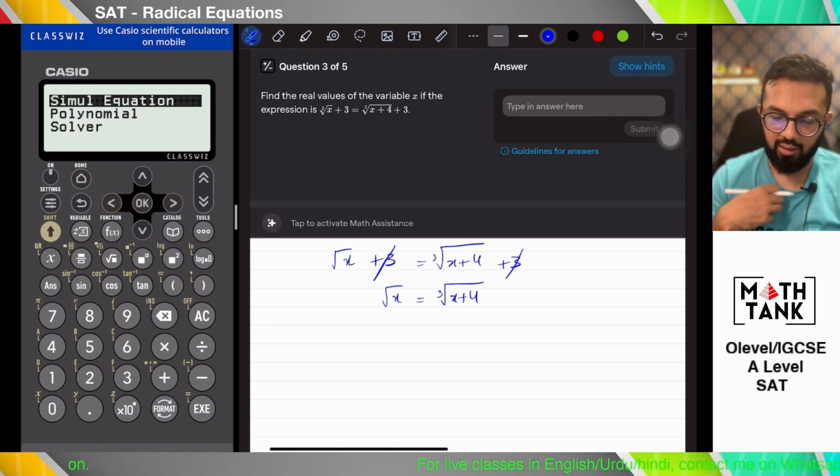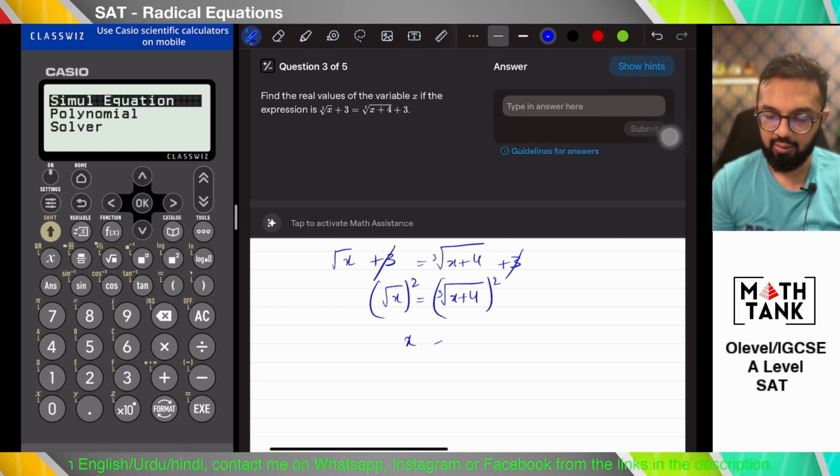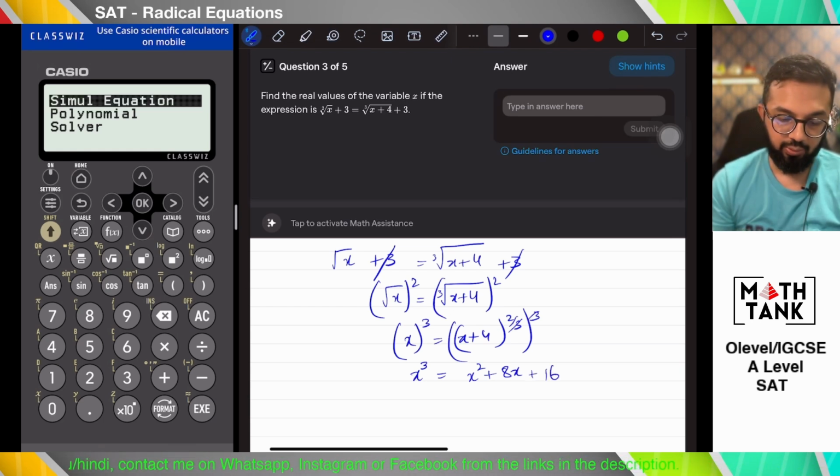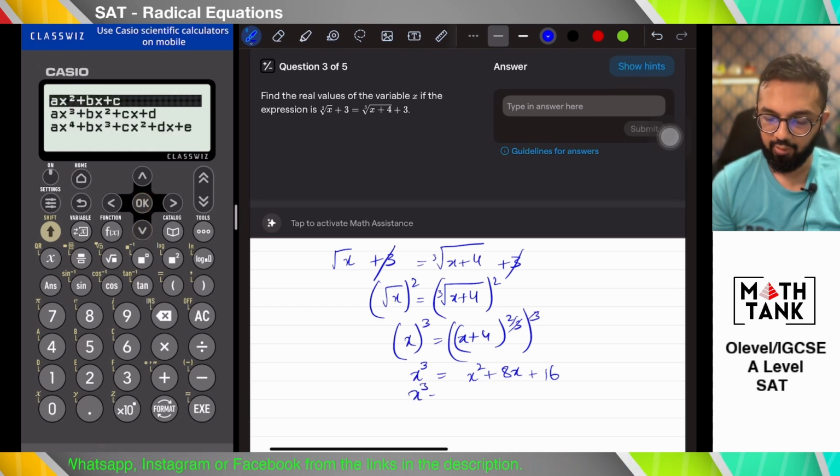Otherwise, I'll have to do a bit of trial and error and go into multiple powers. I'll have to first square it to get x plus 4 to the power 2 over 3, and then I'll have to cube it. Okay, so that gives me x cubed equals x squared plus 8x plus 16. Now that's a cubic equation to solve. I'll have to do that on my calculator since I don't know how to solve cubic equations.